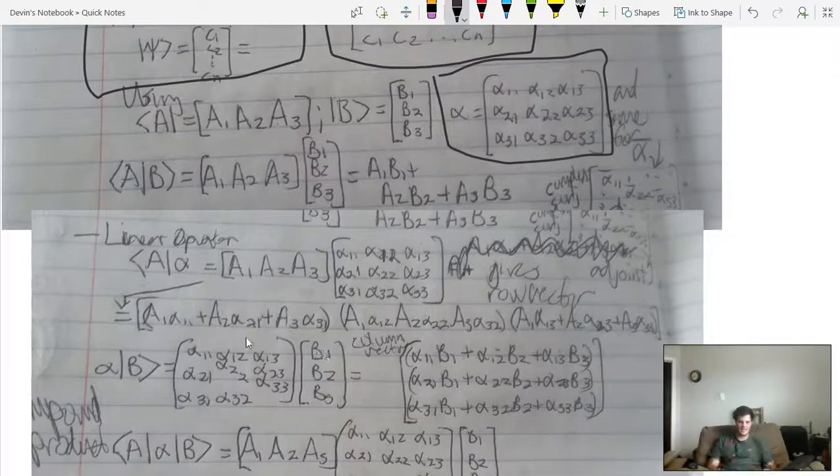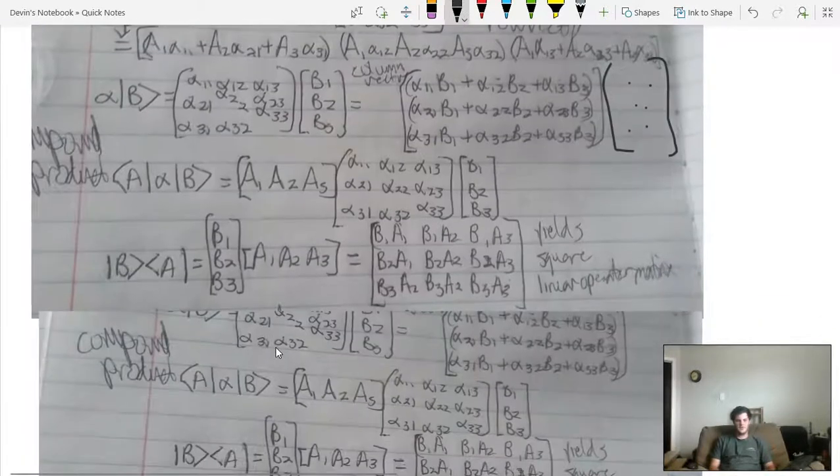Either way, it takes a vector, multiplies it by itself, this alpha times b, b ket, and it spits out another vector. So this whole thing is going to be one number. This first row here, alpha 1,1 beta 1 plus alpha 1,2 beta 2, etc., is going to spit out one number. So you're going to have a new column vector with some numbers, and they're going to be elements of the complex plane.